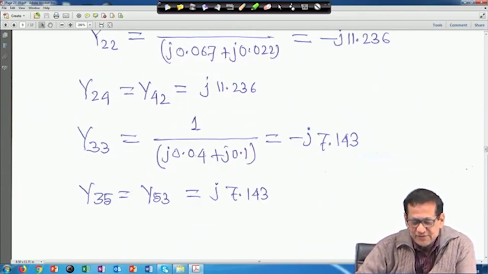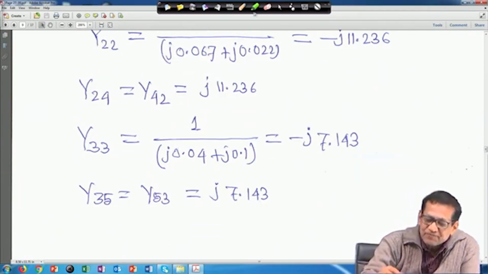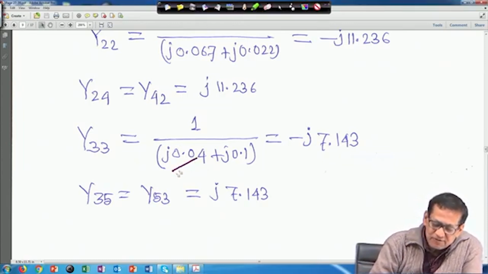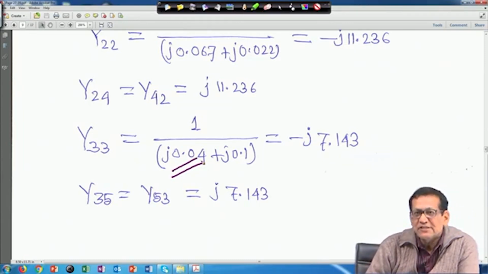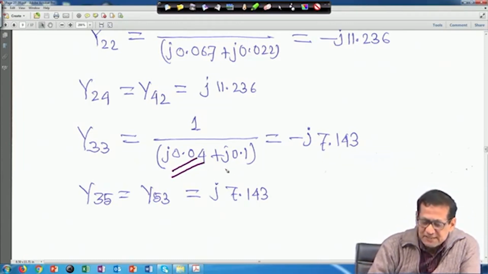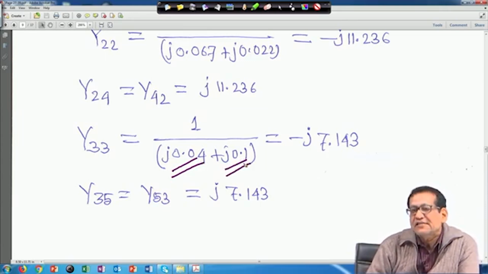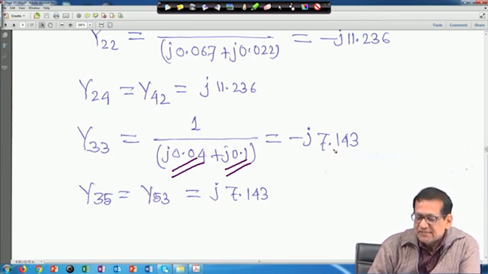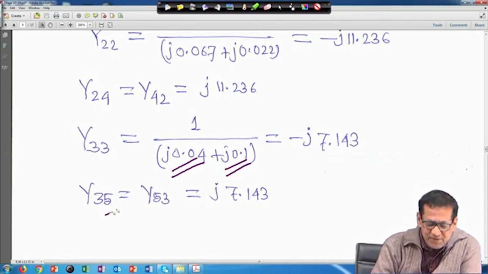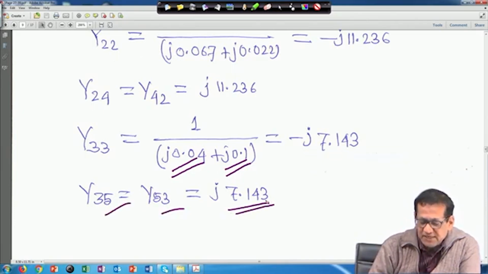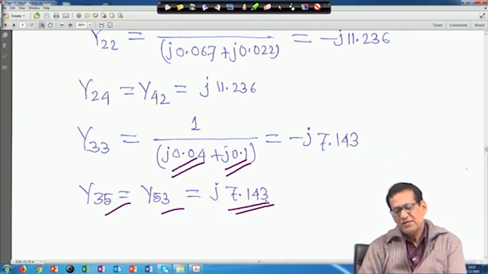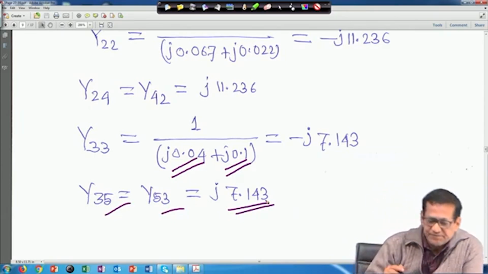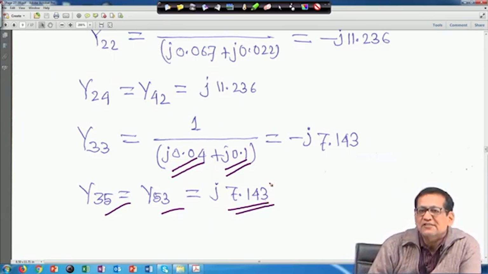Similarly, Y33 will come: this is j0.04, that is the transformer reactance, plus Xd3 dash, so it is coming minus j7.143. So Y35 is equal to Y53, which will be j7.143. This you know from the load flow studies, how to construct that admittance matrix.